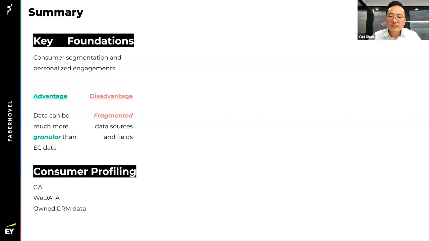But with some help from Google Analytics and also from WeData, even some help from the EC platforms, you can actually use those data as a good reference to identify or define your core target audience group. So these are the areas that help you do the segmentation if you don't have enough good quality data to define different segments.